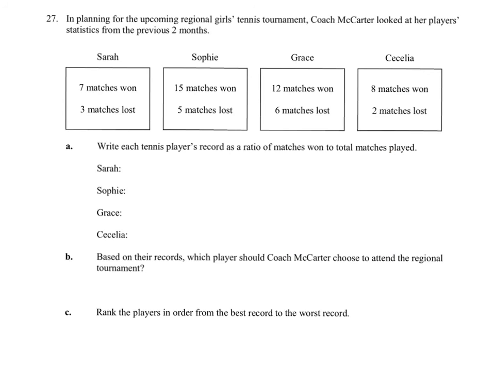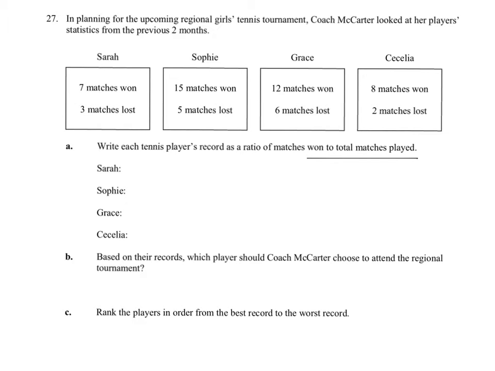Let's get started. Okay, question number 27 has several parts to it. So the first part says, in planning for the upcoming regional girls tennis tournament, Coach McCarter looked at her players' statistics from the previous 2 months. Okay, so it says, write each tennis player's record as a ratio of the wins to the total. So they want to know how many did they win to the total amount.